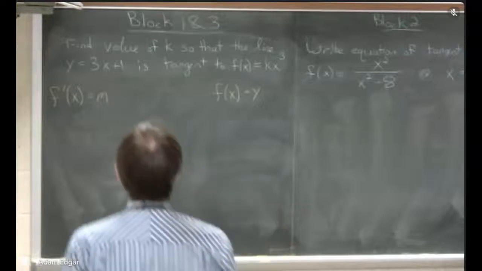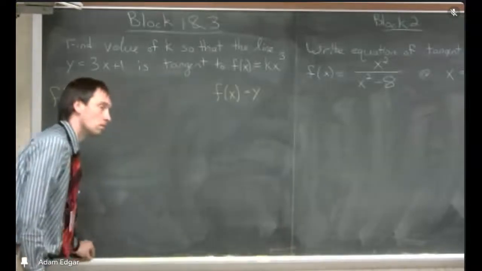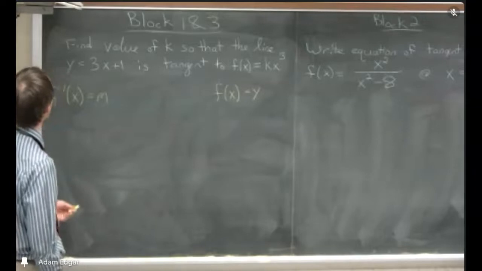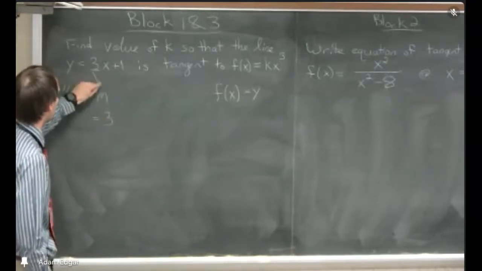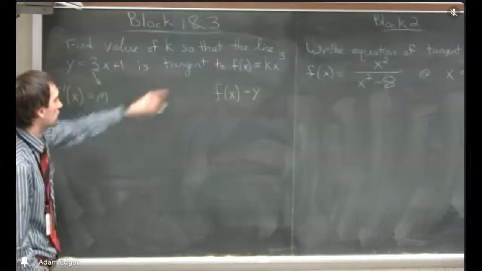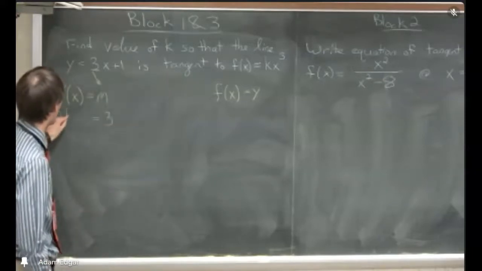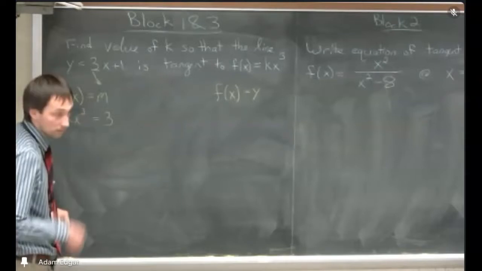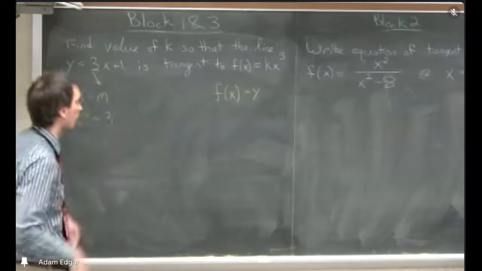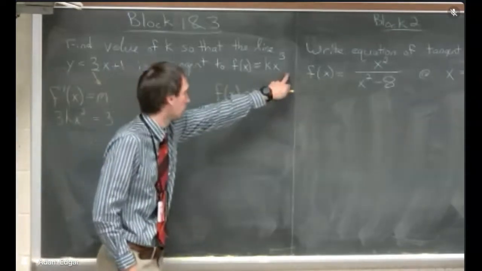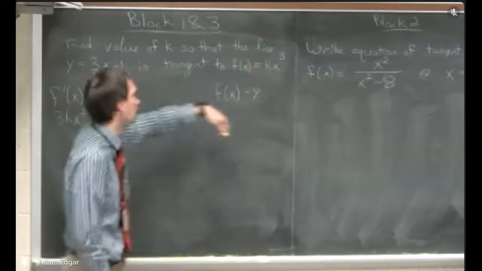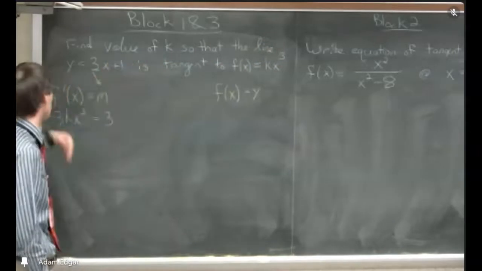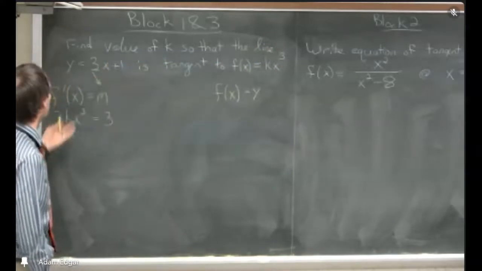Alright, so let's go over this. What's our slope? Three. There's the slope. What's our derivative? Yeah, so kx squared. K is just the coefficient. If it were like 5x cubed, the derivative would be 15, 3 times 5, x squared. K is just a number, a coefficient, so 3 times k, and then you just reduce the exponent by 1.